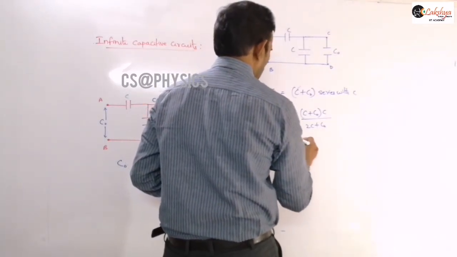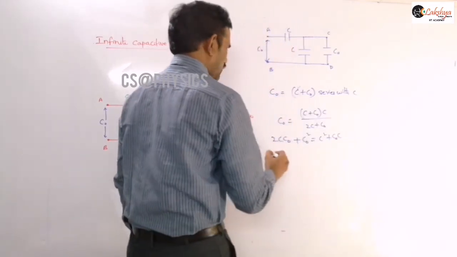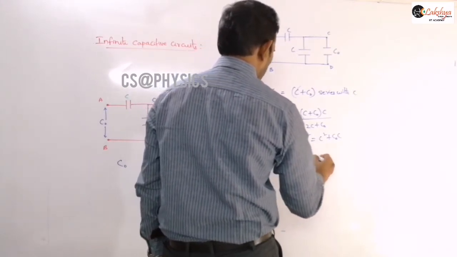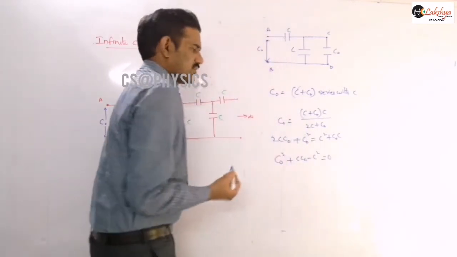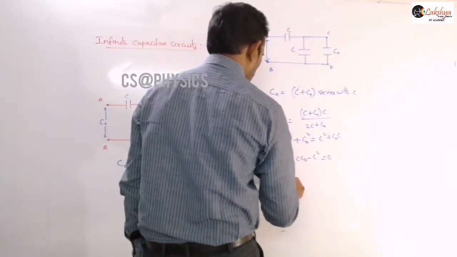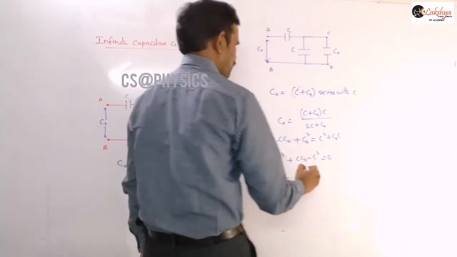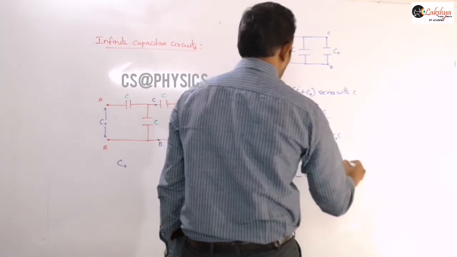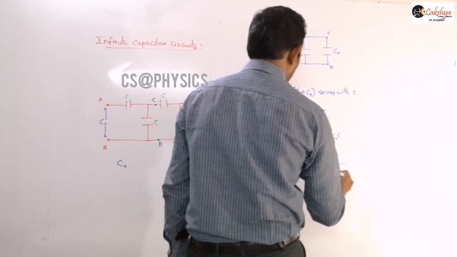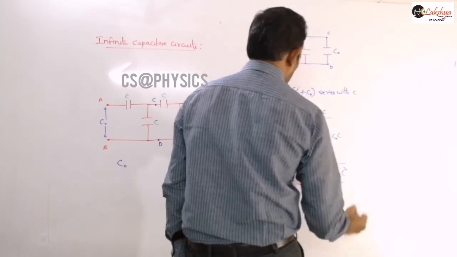2C C naught plus C naught square is equal to C square plus C naught into C. And therefore I can write this as C naught square plus C naught C minus C square is equal to 0. We need to write the factors for this C naught. So therefore I can write this as C naught is equal to minus C plus or minus under root of B square. The B square is nothing but C square minus 4AC, so that is plus C square you will get, by 2A.